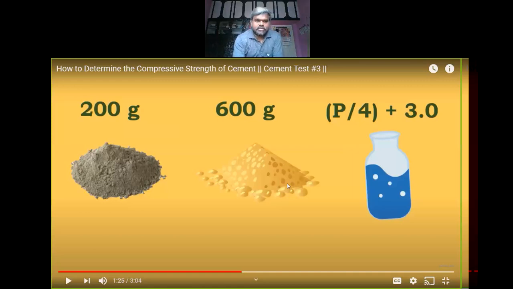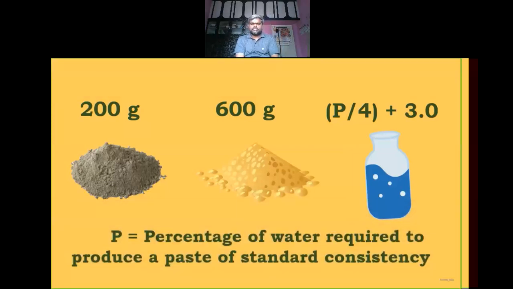See here, 200 grams of cement and 600 grams of Ennore sand or standard sand have been taken, and the percentage of water is P by 4 plus 3, where P is again the normal consistency. This much water should be added to this cement paste, right? So if you observe this, the ratio is 1:3. The water percentage is equal to that required to produce the standard consistency.